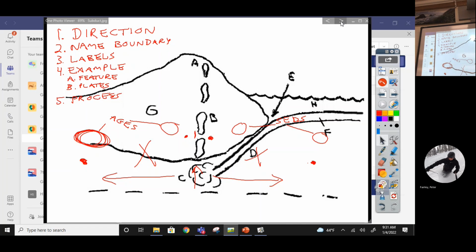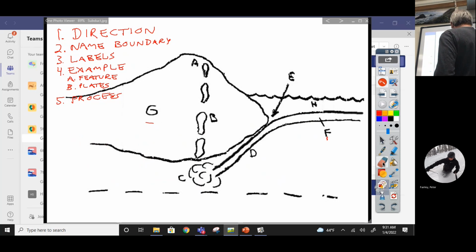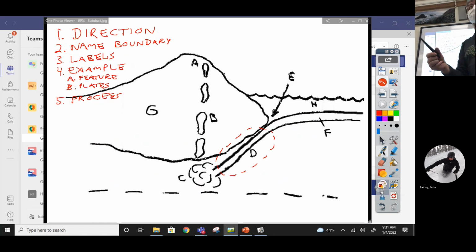Here it is. I'm going to erase some stuff. Once again, number 1, tell what direction these plates are moving. Number 2, give me the vocabulary that describes that motion. Number 3, label the different letters that are on here. Number 4, give an example, a real place in the world where this is happening, and name the plates that are involved. And then number 5, oh, we didn't do number 5 on the last one.